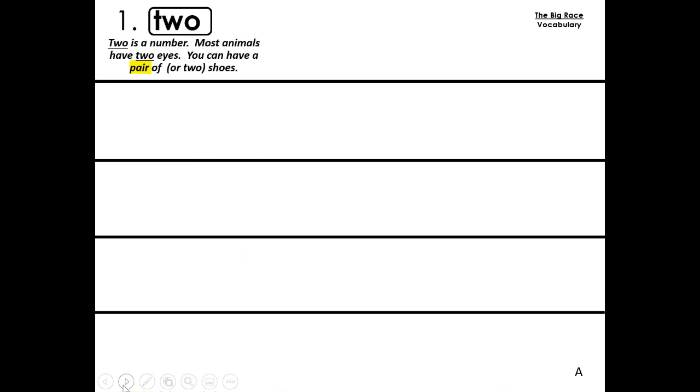All right, it is now time to check your work. This is a good time to make sure you have all your words written down. Number one, two. Two is a number. Most animals have two eyes. You can have a pair of or two shoes.